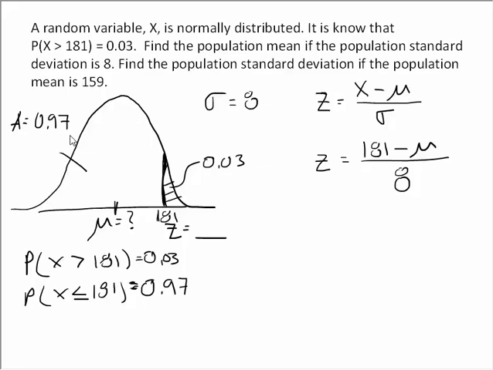That's the value they want us to use, at 1.88. This value corresponds to a z of 1.88. Okay, so now I have the missing piece of information that I need.